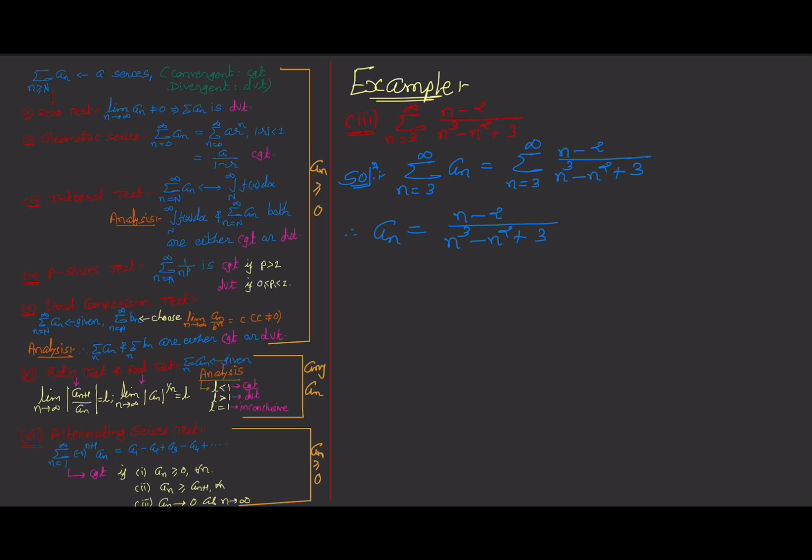Out of these three tests, does any test help us or not? So the first is zero test. In the zero test, if the limit of an as n tends to infinity is not equal to 0, then only it will be helpful. But if you observe here, this term tends to 0 as n tends to infinity, and therefore this test will not help us. Now we have the geometric series test. If you observe that the an are not in geometric progression, and therefore the geometric series test will also not help us.